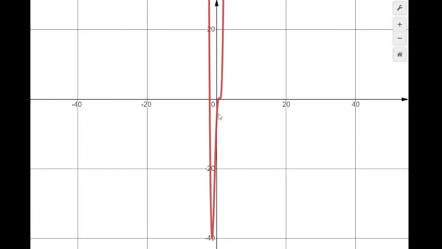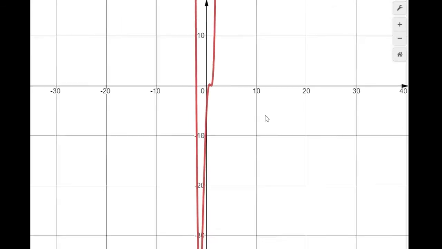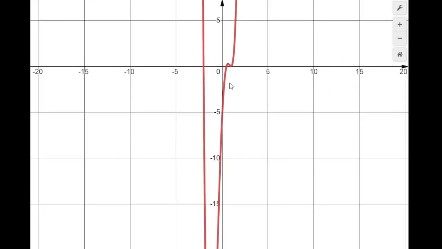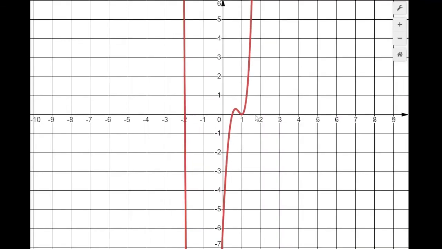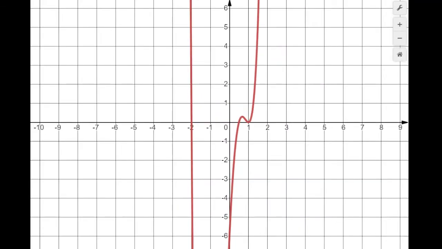And when we zoom out far enough, the horizontal intercepts there are very hard to read, very hard to see. But once again, we're using the graph here, and we confirmed our work that we have found 3 separate horizontal intercepts.